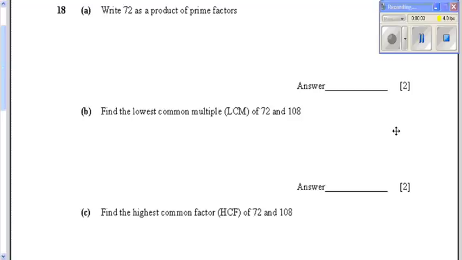Okay, here's question 18A, B and C. So if you want to have a look at that and have a go at those, just stop the video and we'll go through the solution in a moment.